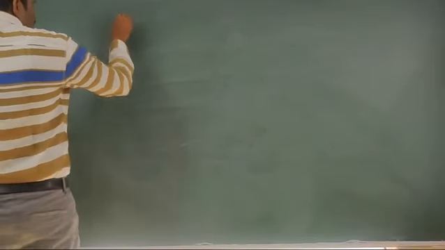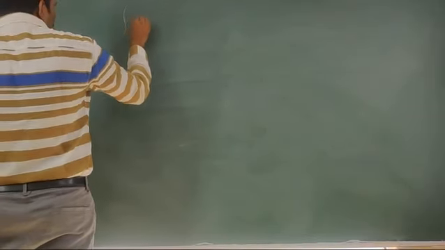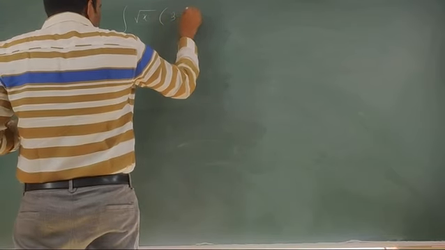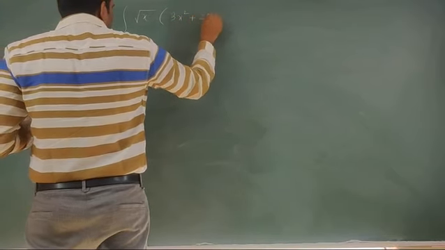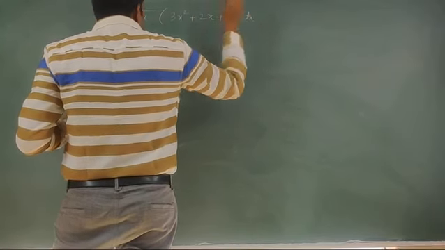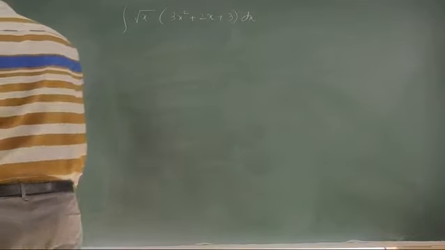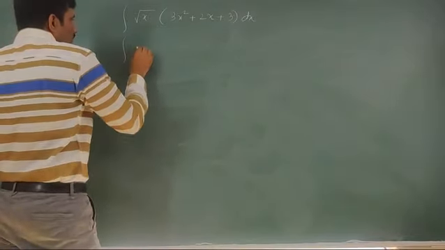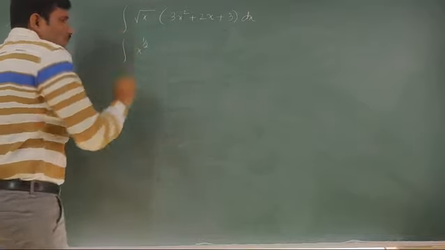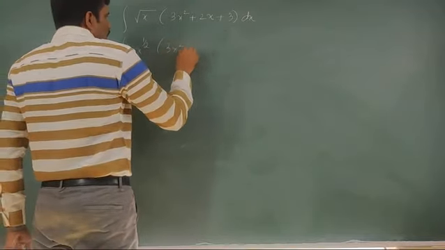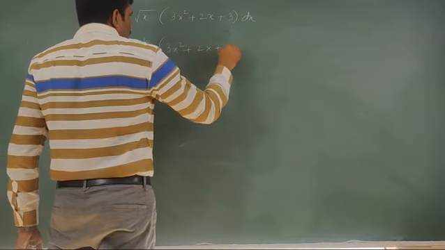Now the next problem is integration of root x into bracket 3x square plus 2x plus 3 into dx. Now see here, what is root x? Root x is nothing but x raised to 1 by 2 into 3x square plus 2x plus 3 into dx.